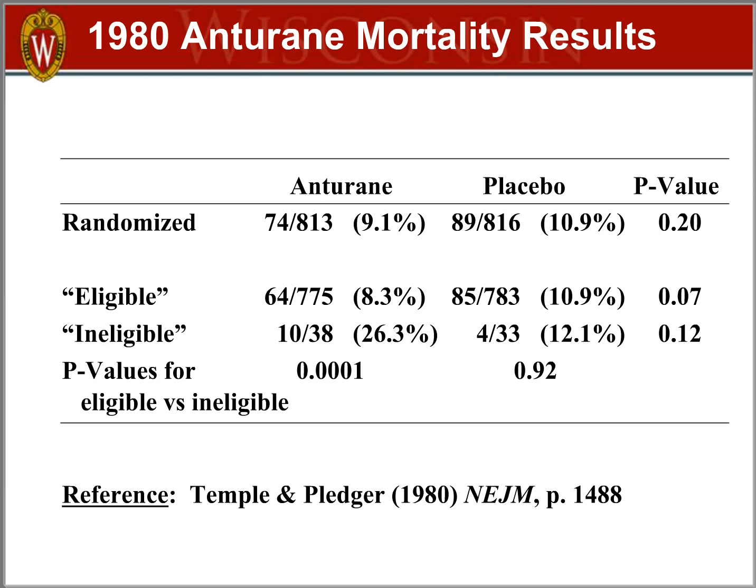Look at the mortality rate on the placebo patients, whether you were eligible or ineligible, the mortality rate's about the same, 10.9 versus 12.1. Clearly not significant. But if you look at the patients on Antran, there's an 8.3% mortality among eligible, a 26.3% among ineligible, a p-value of 0.001. That is quite a significant difference in the mortality rate of those who were excluded on Antran compared to those who were excluded on placebo. Details of this can be found in a publication by Temple and Pledger that was published in the New England Journal in 1980 and led to the establishment of the intention to treat principle as the preferred analysis.